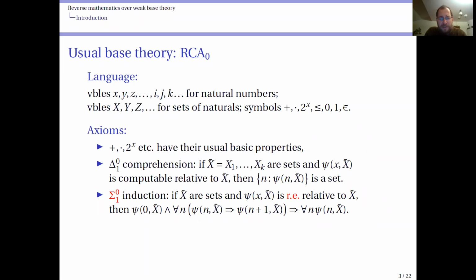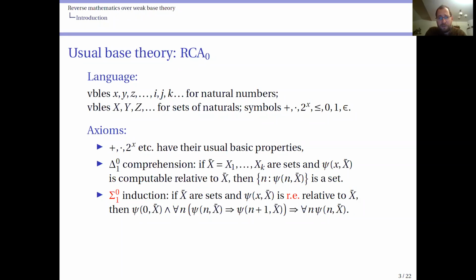I would like to spend as little time as possible discussing the syntactic details, but the basic idea is that you have two sorts of variables. One is for natural numbers. We'll use lowercase letters for those. You typically call that the first order sort. Then there's another set of variables. We'll use uppercase for sets of naturals.